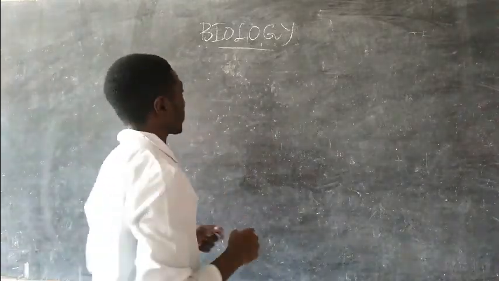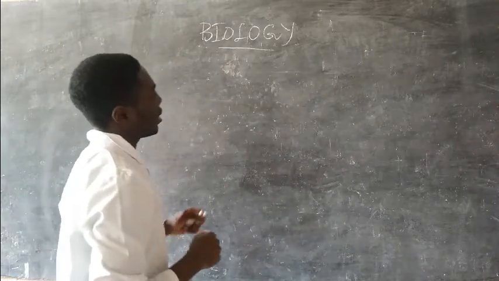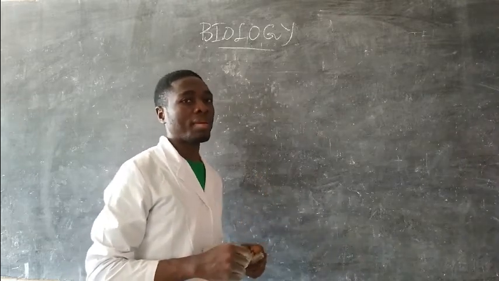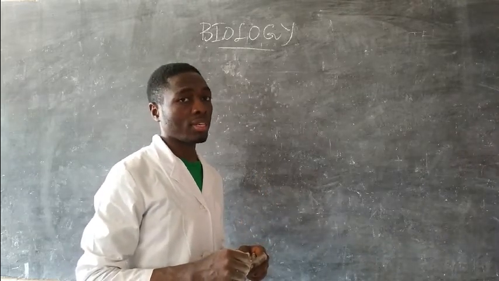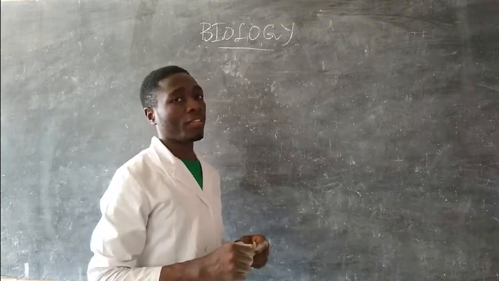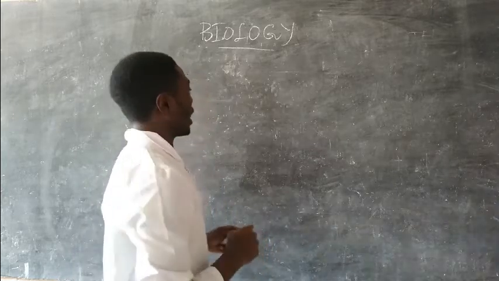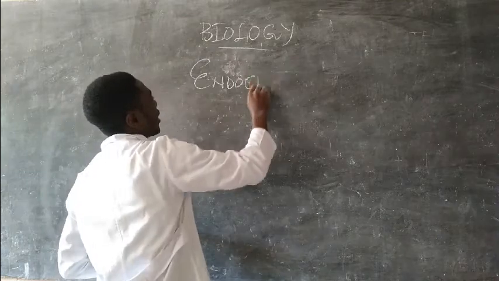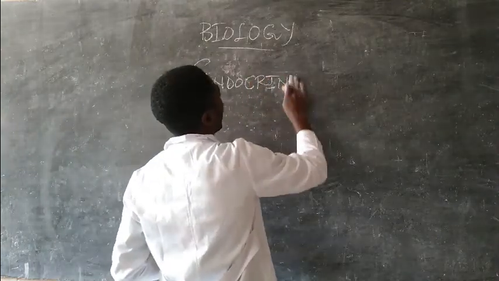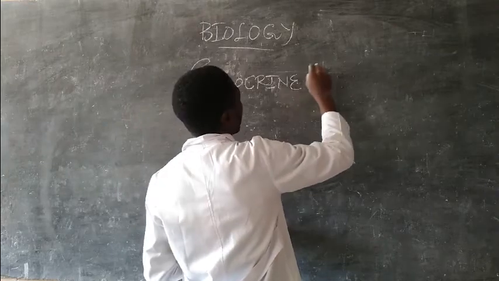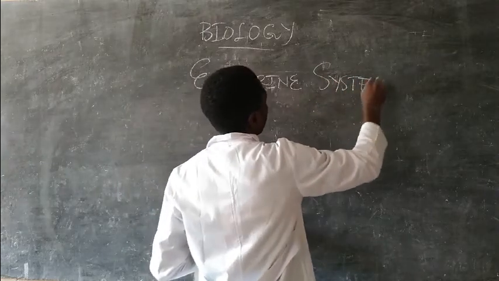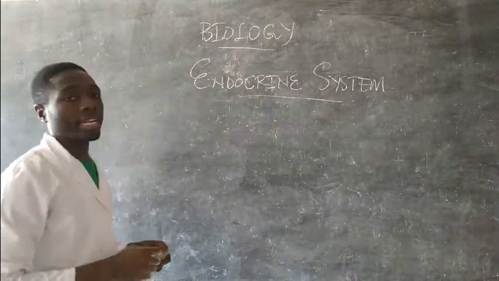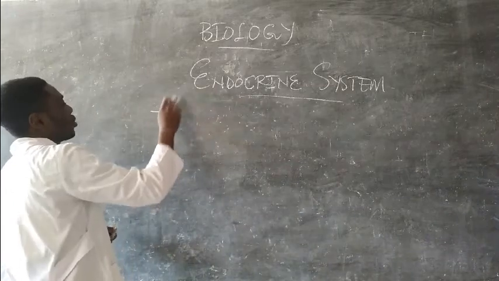We have different endocrine glands, and I did mention in the first video that the endocrine system and the nervous system are the two main systems of the body that are involved in homeostasis. So if they are absent, a lot of things are going to go wrong in the body. So if we're talking about the endocrine system, and we are discussing the glands today, the main endocrine glands in the body are, you have the pituitary gland.